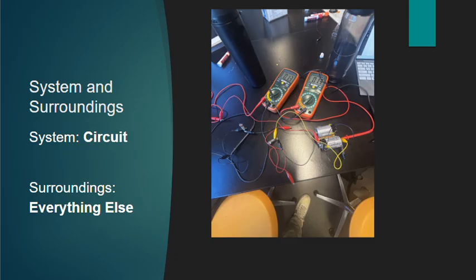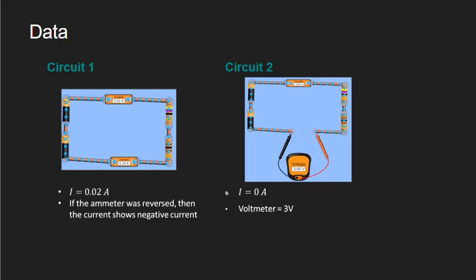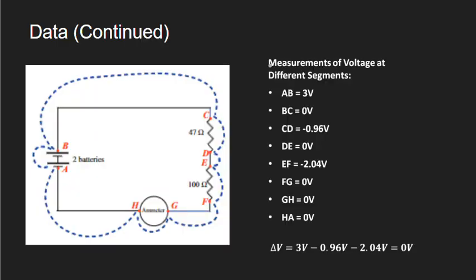All right, so this was just, you have to define your system and your surroundings for an experiment. For us, the system is the circuit, and then the surrounding is everything else going on around the circuit. So getting into our data, for this first circuit we made using that battery, we got 0.02 amps. And if you reverse it, obviously, it will show negative current. And then for the second one, using the voltmeter, we got 0 amps, and then 3 volts was what we set the voltmeter to.